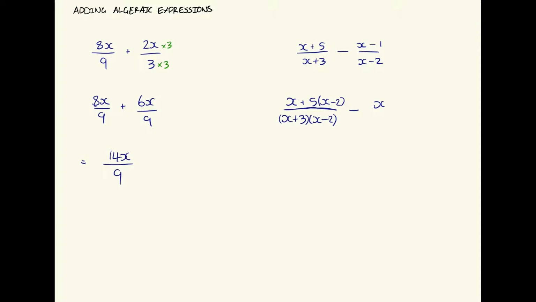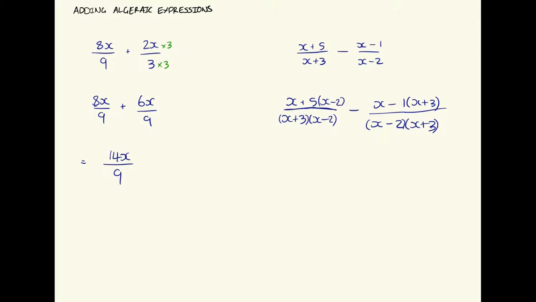Minus x minus 1 over x minus 2. And now we're going to multiply this denominator by the first fraction's denominator. So it will be multiplied by x plus 3. Whoops, let's fix that up. And whatever you do to the bottom of a fraction, you must do to the top. So we'll extend that fraction line and we'll go multiplied by x plus 3.